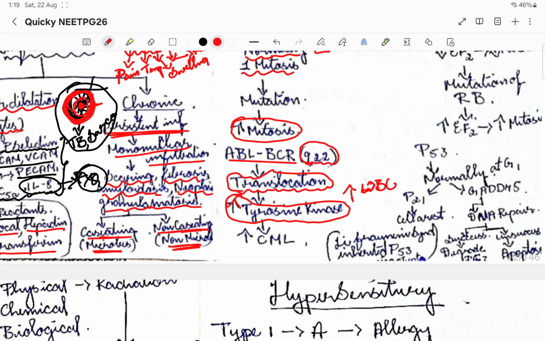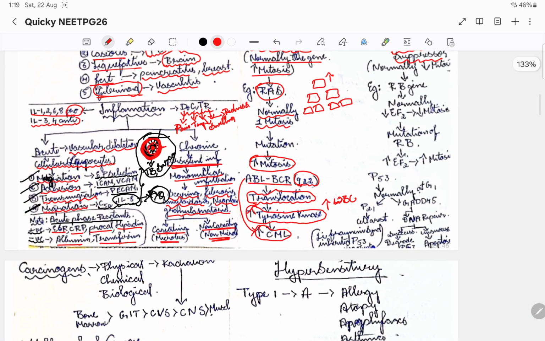Now the tyrosine kinase level is increased, so there is no control at all with respect to WBC division. So that is when mature cells, all the cells will start increasing. So ABL-BCR gene mutation will lead to CML. What this CML is, we'll discuss in hematology. So this is the pathogenesis behind CML. Okay, so now you got it, right?